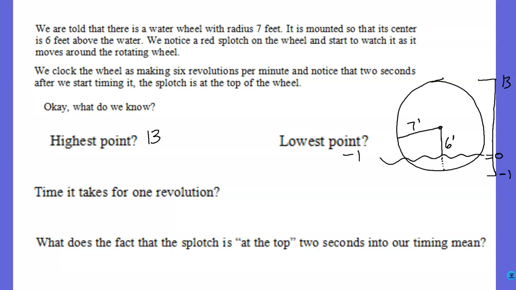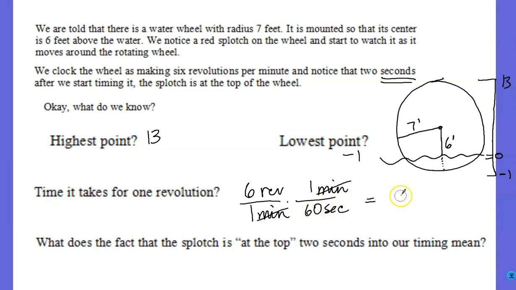Okay, what else do we know? We know the time it takes to make 1 revolution, right? We know that there's 6 revolutions per 1 minute, but we want to do everything in seconds because that's what we're timing in. So we can convert this to seconds. So let's change from minutes to seconds. Now we can see easily that there's 6 revs per 60 seconds, or that reduces to 1 revolution per 10 seconds.